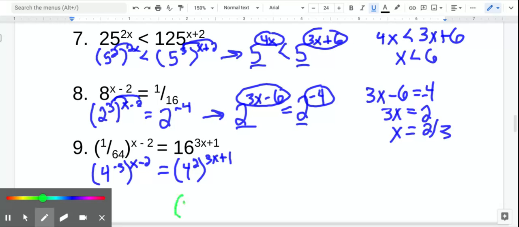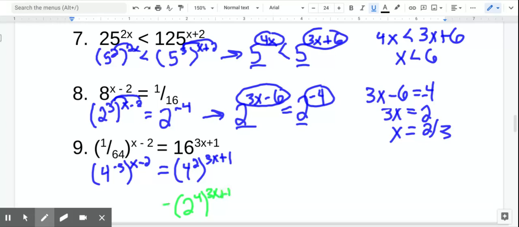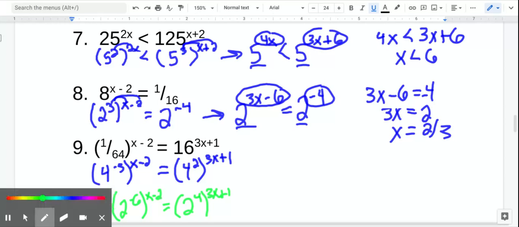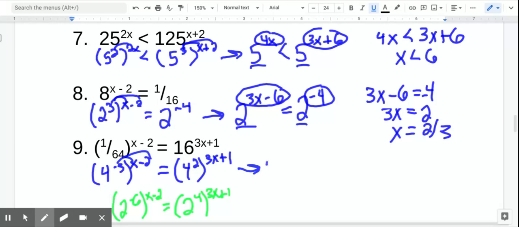You could have said that 16 is 2 to the 4th, and 1/64 is 2 to the negative 6, I think. Okay, so both of those ways would get you the same answer eventually. I'm going to stick with the powers of 4 because that's the one I started with. So we're going to multiply here. We get 4 to the negative 3x plus 6. Multiply here. We get 4 to the 6x plus 2.